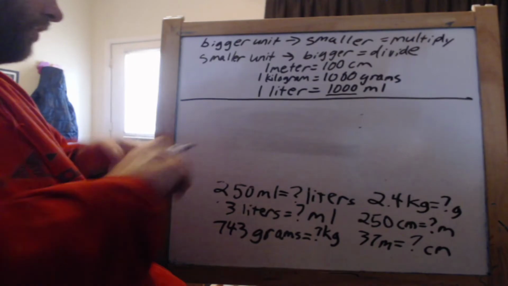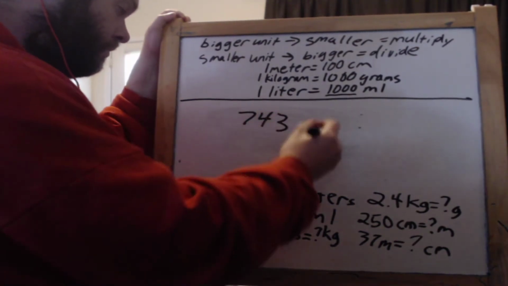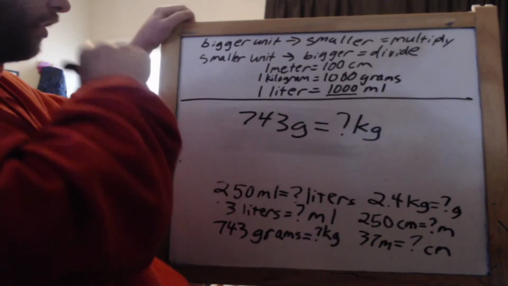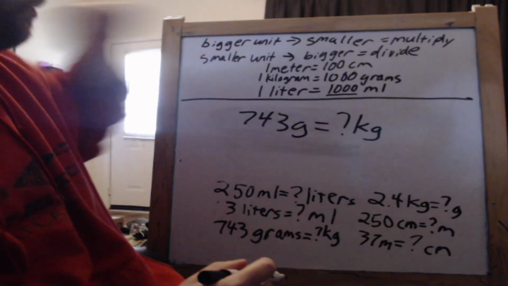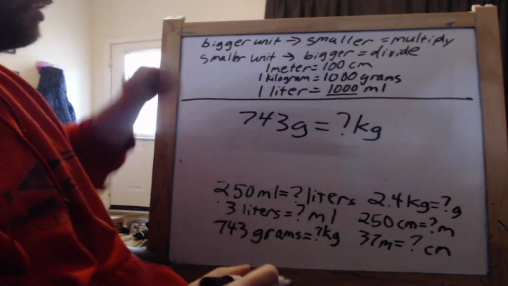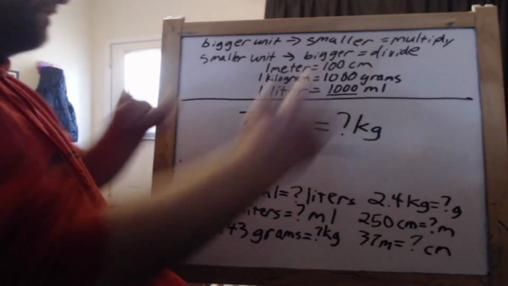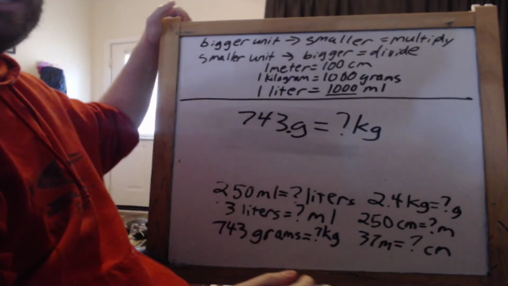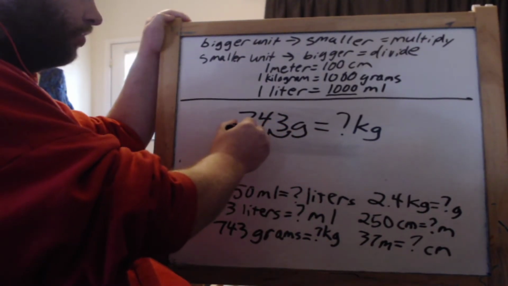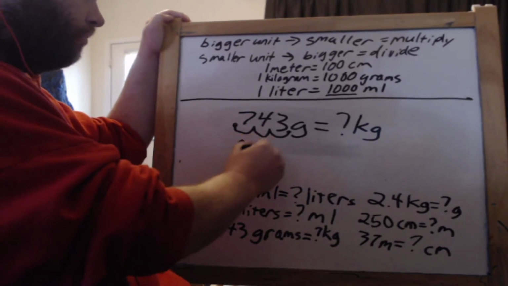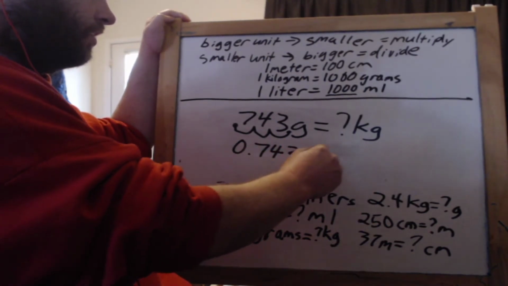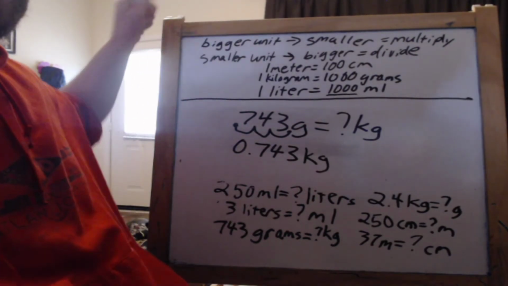Let's go for 743 grams, or G, equals how many kilograms? So we're going from a smaller unit to a bigger unit, so we're going to divide. And since the conversion rate between kilograms and grams is 1,000, we need to divide by 1,000. And to divide by 1,000, we're just moving the decimal place over 3. And dividing means to the left, so it would be 1, 2, 3, and then it would be 0.743 or 743 thousandths kilograms. Okay? Pretty easy. Not too hard.